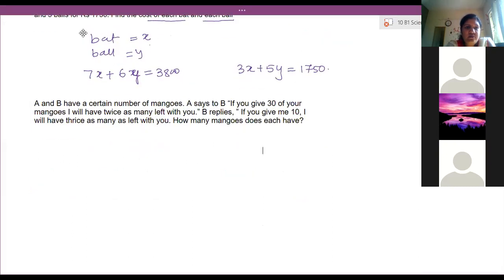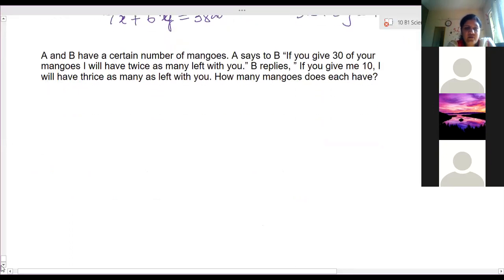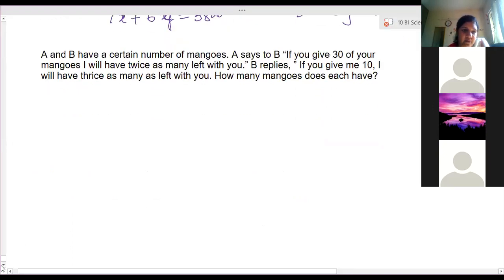So for such a question, first consider the number of mangoes of A and B. Originally, A has X and B has Y. Now A told B that if you give me 30 mangoes, that means B is giving 30 mangoes to A. After giving 30 mangoes, what is the new number? A will have X plus 30 and B will have Y minus 30.